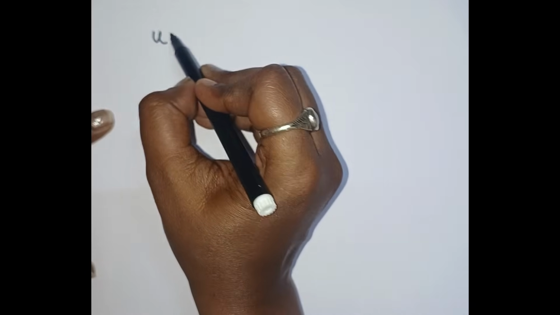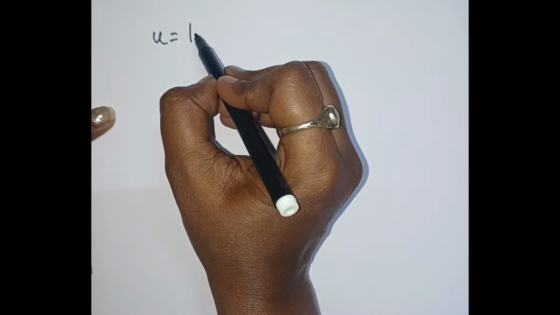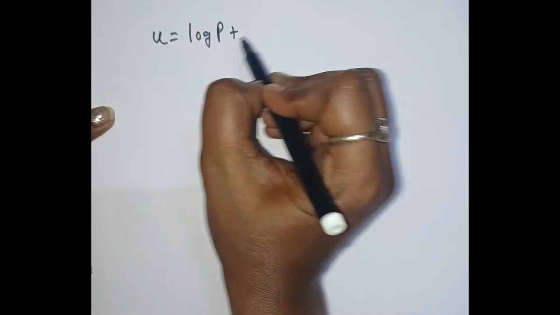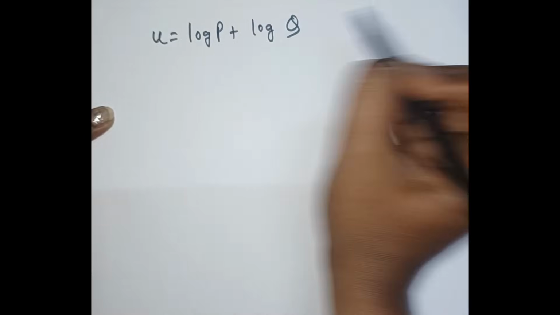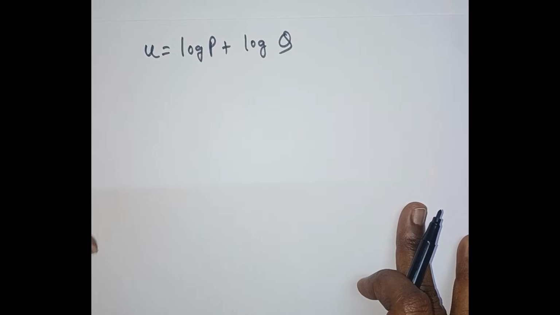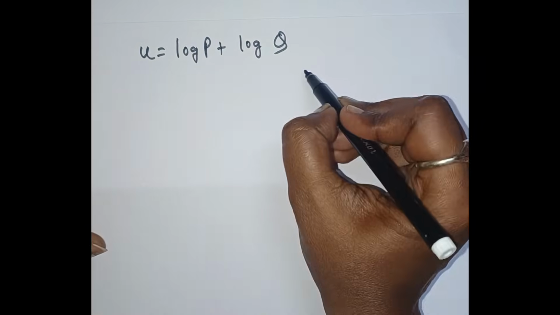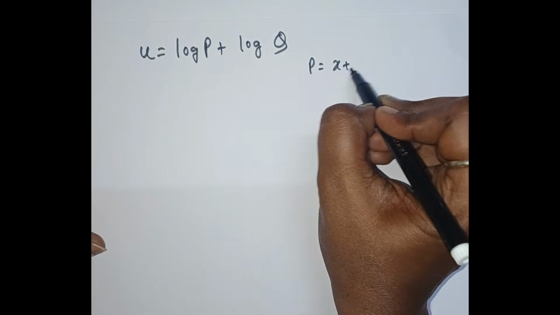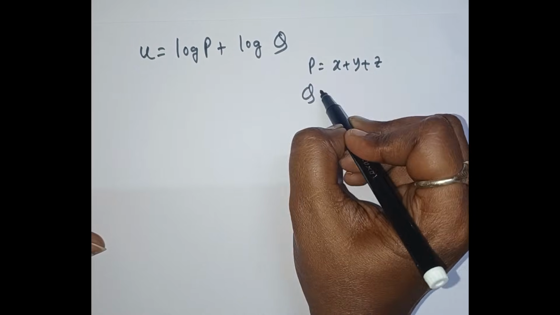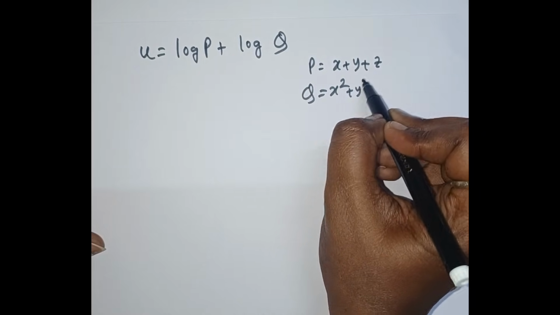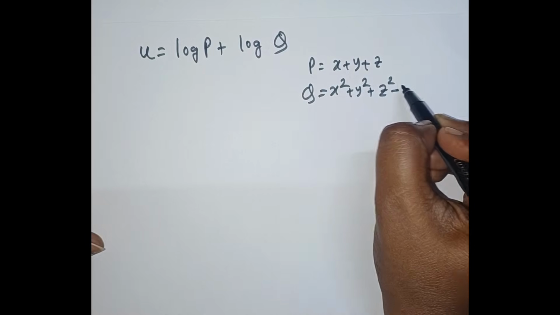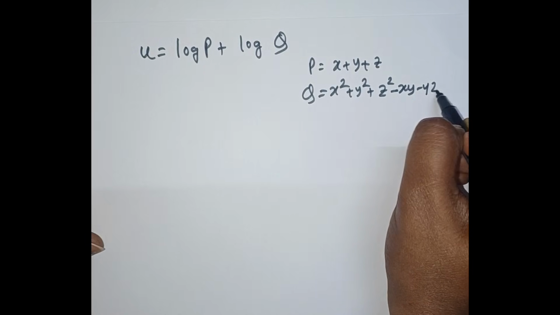Since the function is symmetric, we will do only uxy. Now u equal to log p plus log q, where p equal to x plus y plus z and q equal to x square plus y square plus z square minus xy minus yz minus zx.